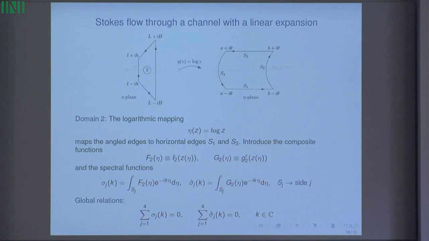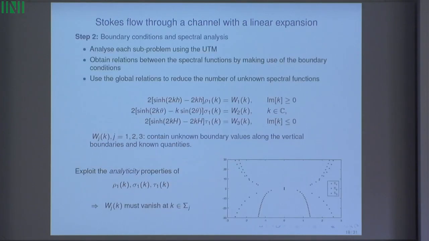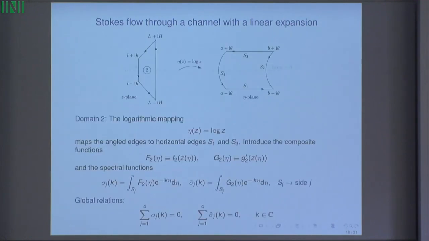...which says that the sum of them is 0. But now these are valid for all k, for all complex numbers, because this is a bounded domain, and for bounded domains this is the domain of validity of these global relations. So basically what we have done: we started with this domain, which was non-convex.